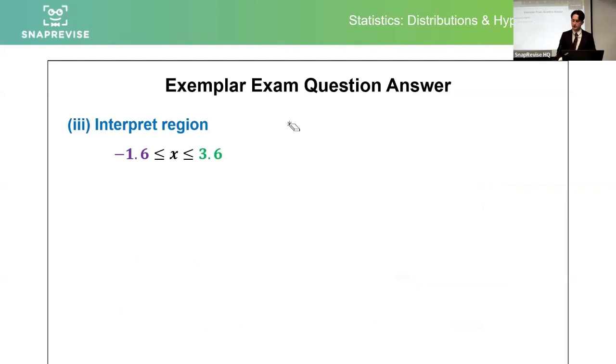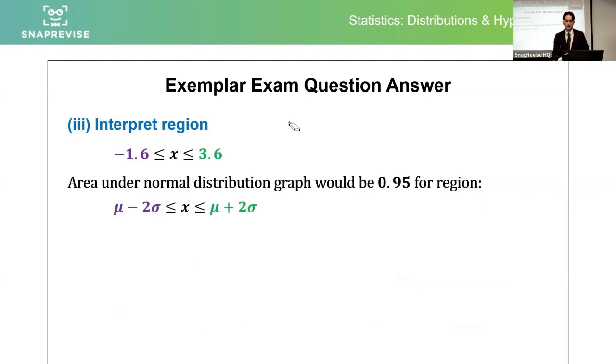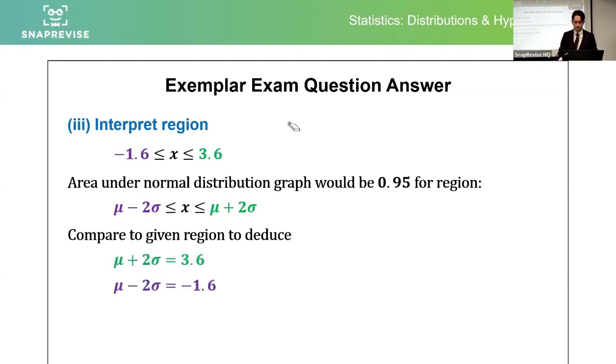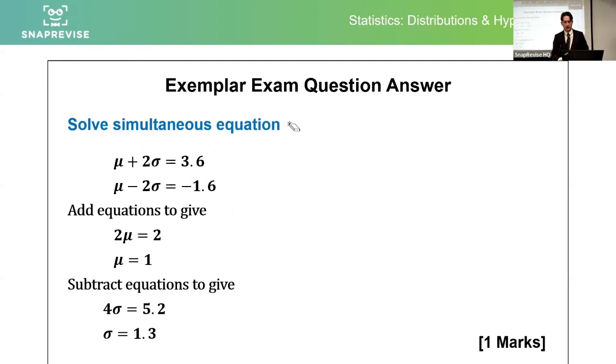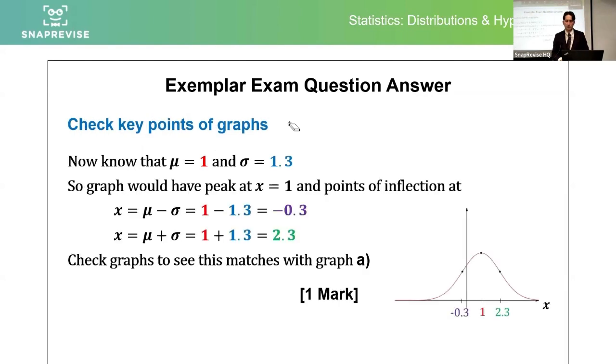Now this bit, interpret this one. If this is 95%, remember this means it's within 2 standard deviations of the mean. So looking at that information, we can actually work out that that would have to have a mean of 1 and a standard deviation of 1.3. So the only one that matches that is this graph here.